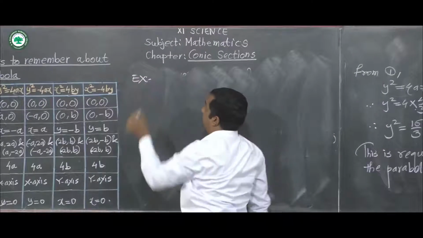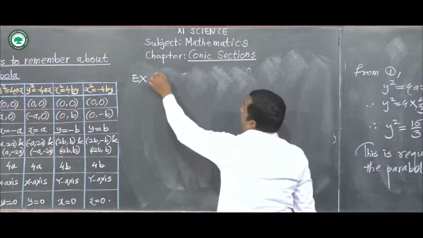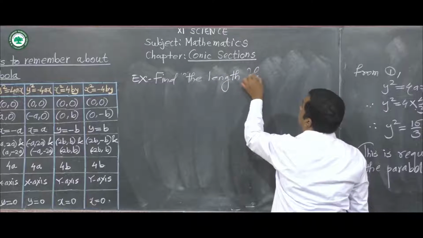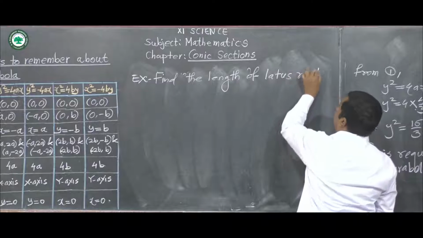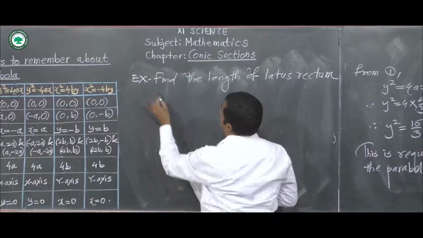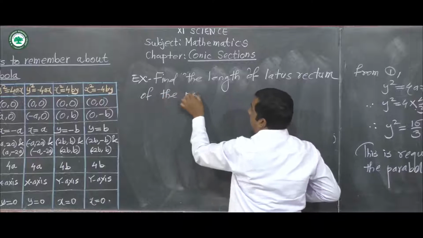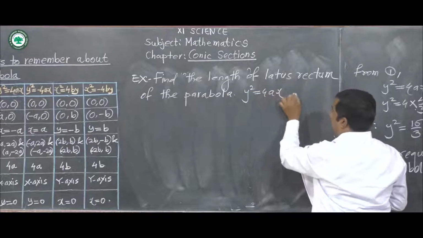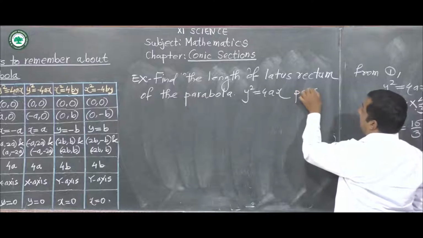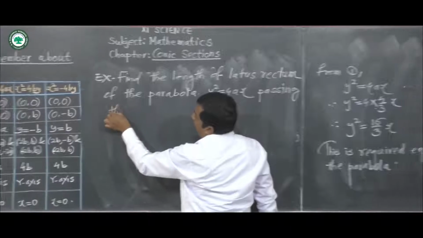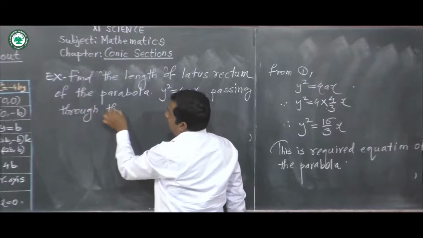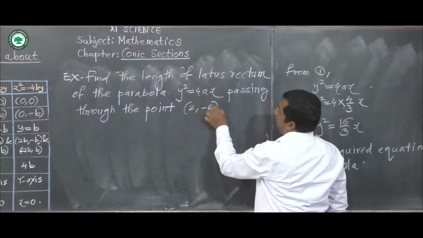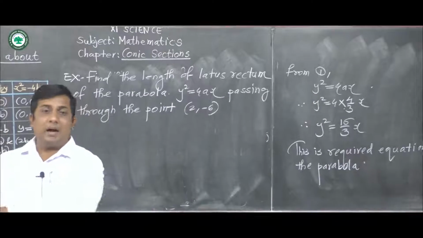In the next example, we are given: find the length of the latus rectum of the parabola y square is equal to 4ax passing through the point (2, minus 6).